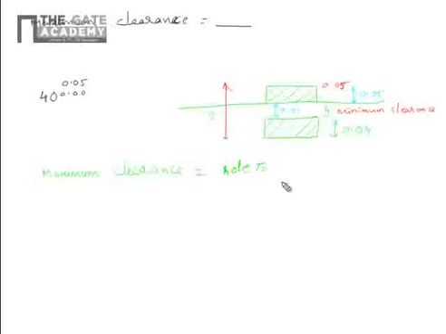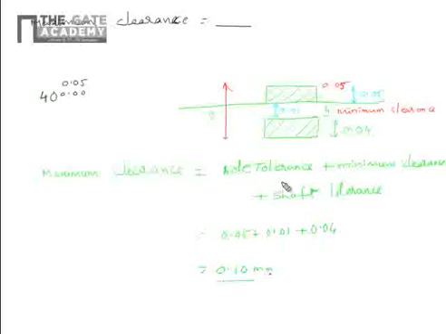Hole tolerance plus minimum clearance plus shaft tolerance. That's what we are adding right from the diagram. Maximum clearance is, so that value is 0.05 plus 0.01 plus 0.04, which is nothing but 0.10 mm. So the answer is C.